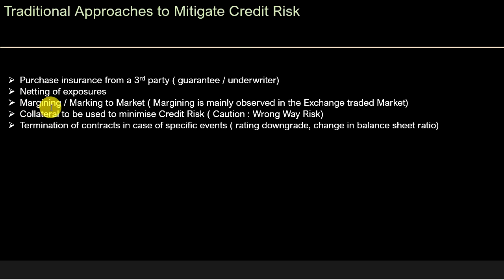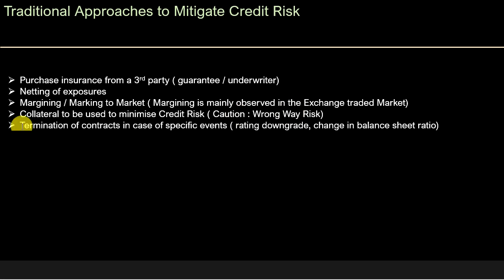Also margining or marking to market helps to reduce credit risk, and this is mainly observed in the exchange traded market. Collateral can also be used to minimize credit risk. The one thing you have to be careful about when using collateral is to avoid wrong way risk.